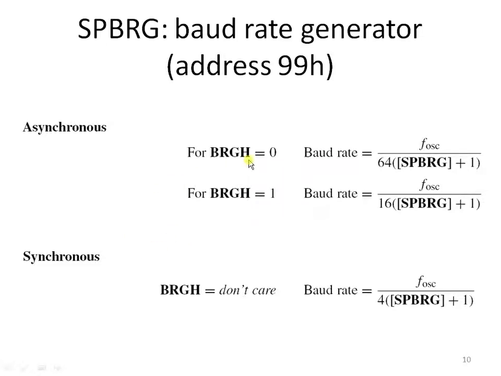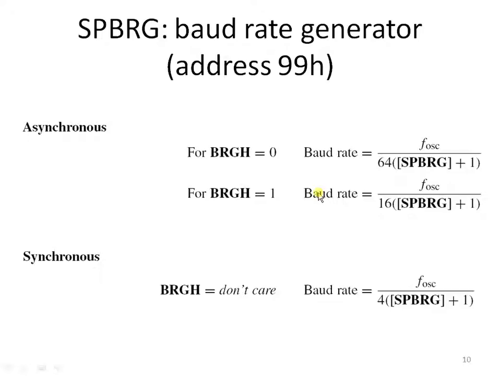So if BRGH is 0, it means you are going with low speed, and it has one particular formula for calculating the baud rate. And if BRGH is 1, it means high speed. Then you have the divider, that is 16, but in the previous one it was 64. Okay, and you have Fosc, whatever frequency you are giving through the crystal circuit, and 16 is a constant, and SPBRG is the value that you have to calculate, and then 1 is a constant, and the baud rate is already known to you.